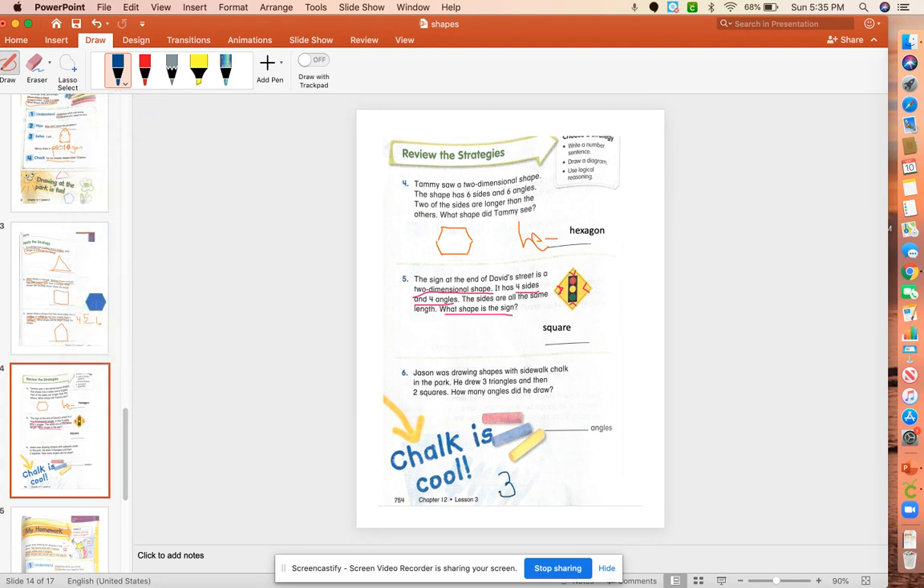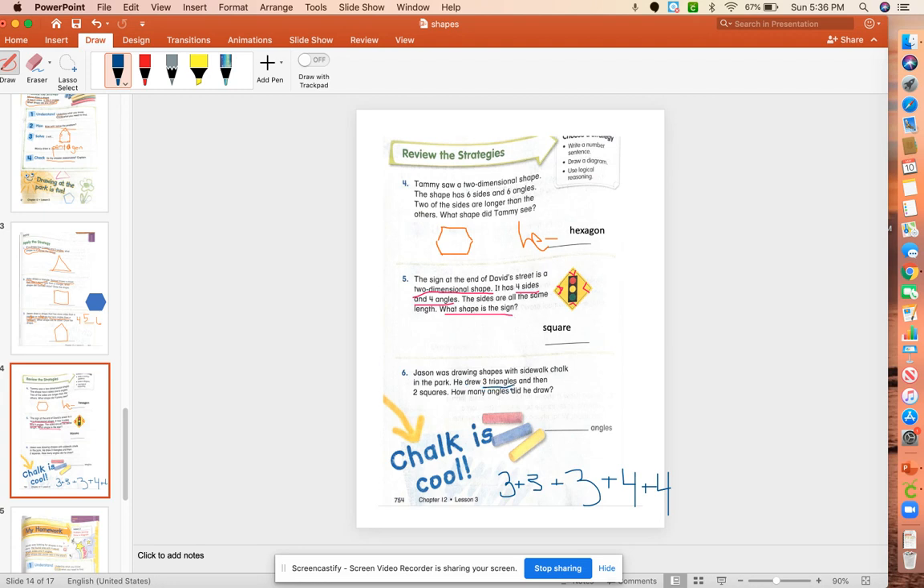First triangle would be 3 sides. Second triangle would be 3. And the third triangle would be 3. So 3 plus 3 plus 3, and then 2 squares. How many sides does a square have? I hope you said 4. And then we have to do 4 because that's how many angles a square has too.